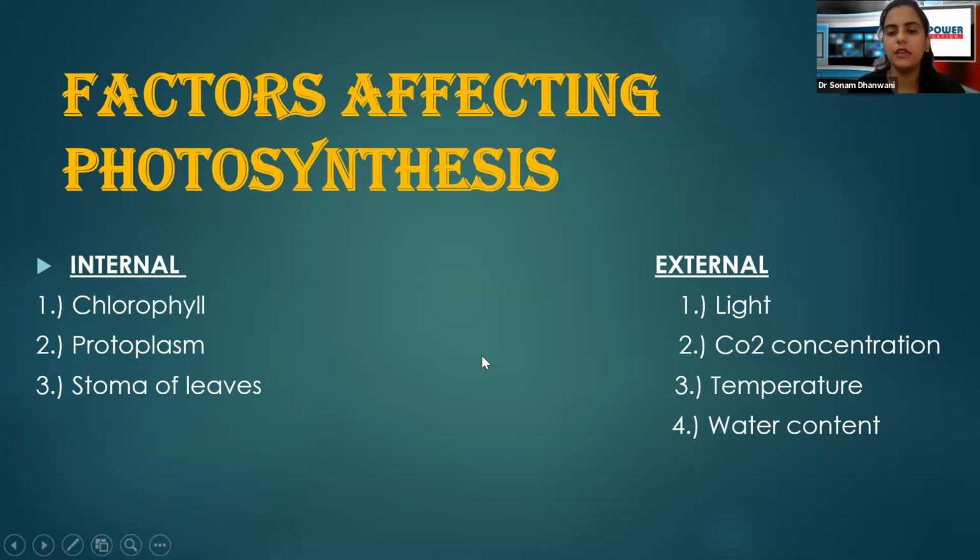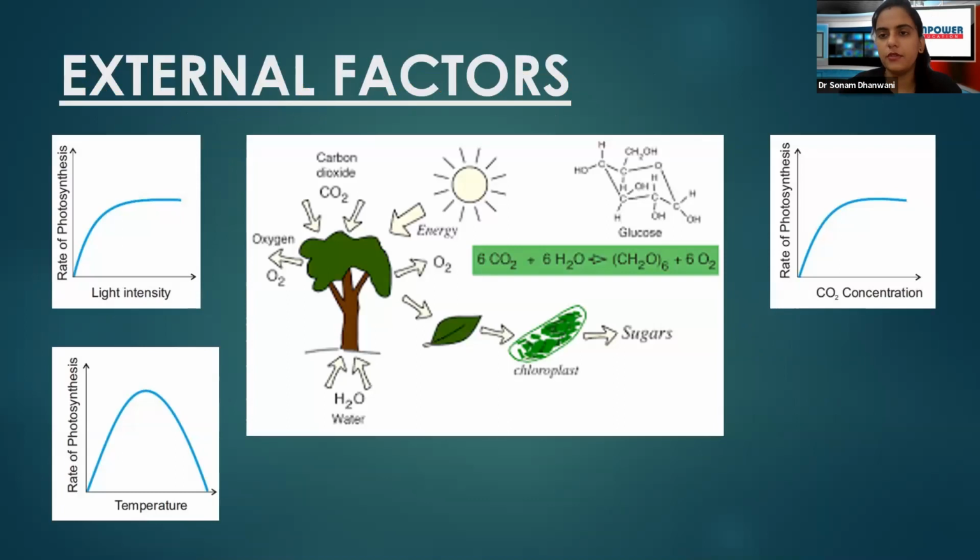Now externally, what do you think are these factors? Light, CO2 concentration, temperature, and the water content. Now see, हमने ये देखा है that light, water content और CO2, ये तीनों चीजों से ही हमारा start होता है process of photosynthesis, right? What is our definition? The plants are using up water and carbon dioxide in the presence of sunlight, correct? Now ये चीजें जो है, now sunlight है तो there is definitely going to be some temperature, right? So these are 4 external factors that are affecting the rate of photosynthesis.